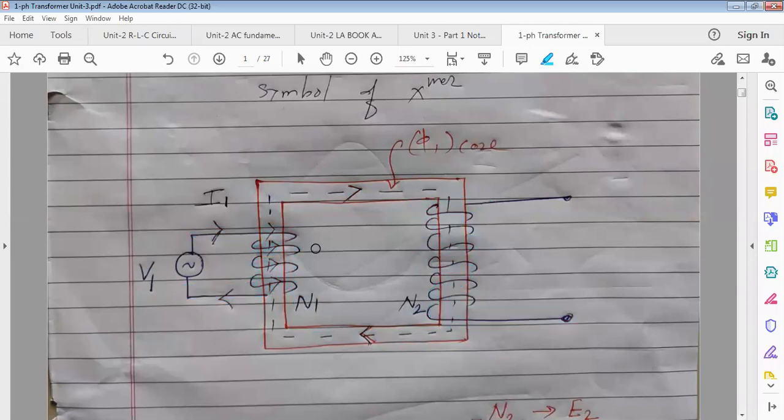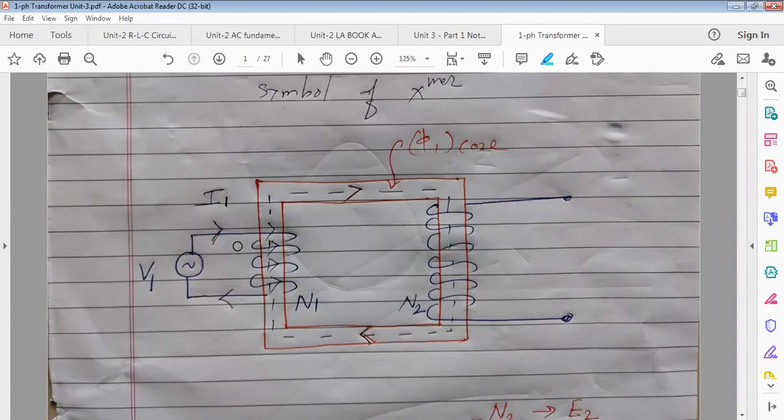So which one is primary and which one is secondary? The winding to which you give input is called the primary, and the winding across which you get output is called the secondary winding. Both the windings, primary winding with N1 turns and secondary winding with N2 turns, are made up of copper and insulated with some insulating material. The thickness of insulation depends on at what voltage you are using that primary or secondary winding. So this is about the windings.